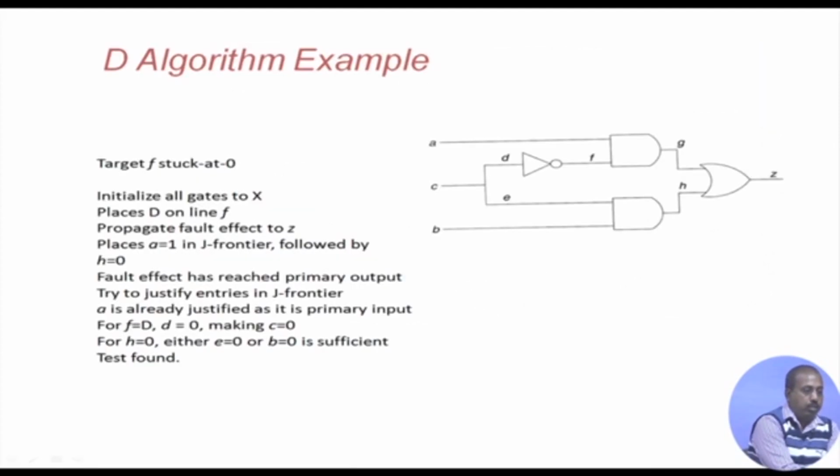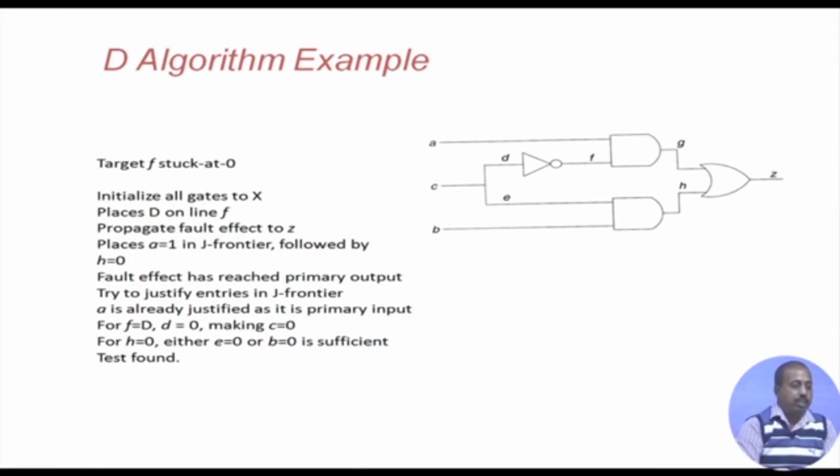So, we try with J equal to 1, if it fails we reset it to J equal to 0 and then try out the other possibility. If both of them fail, then naturally this particular J frontier cannot be satisfied. Okay, so that is a problem, and it will return a failure. This is how the D algorithm recursion works.